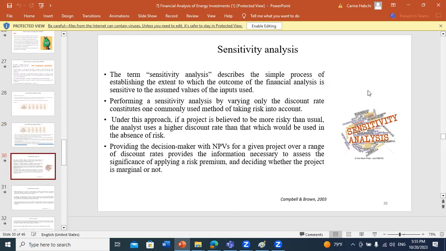Now, as we can see, the financial analysis is really complex and it depends on several factors. That's why in general, we don't say A is equal to 5% and it's done. We need to perform a sensitivity analysis. This means that we want to study the effect of variation of parameters. So the term sensitivity analysis describes the simple process of establishing the extent to which the outcome of the financial analysis is sensitive to the assumed values of the inputs used.